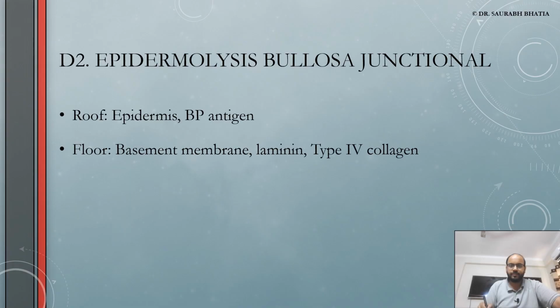Let's move forward. In junctional EB, the roof is made up of epidermis and the Bullous Pemphigoid antigen. So now we have gone a bit deeper, and the Bullous Pemphigoid antigen, which was at the floor in EB simplex, is now at the roof of the junctional EB. The floor is made by the rest of the basement membrane, laminin, and type 4 collagen.